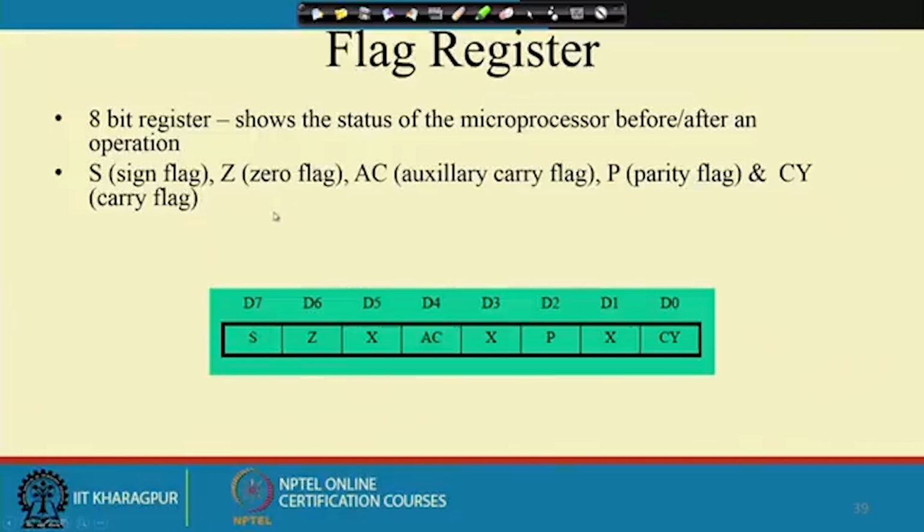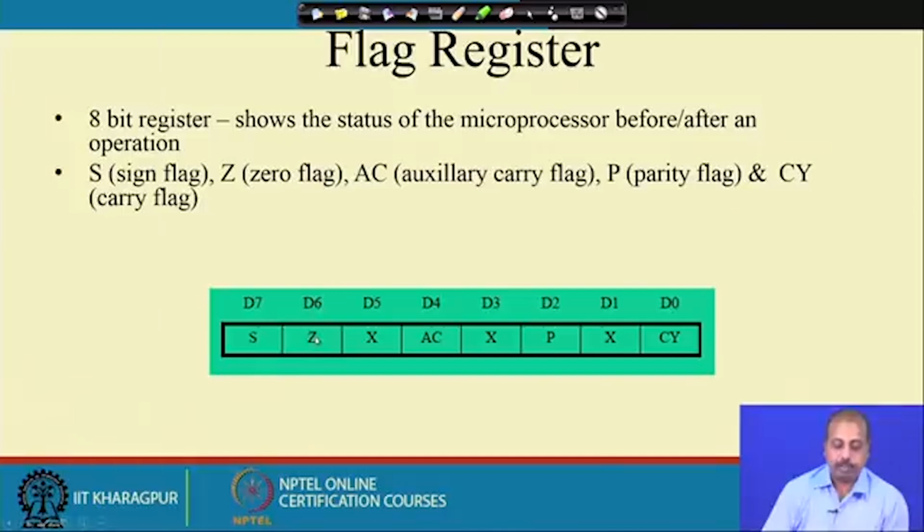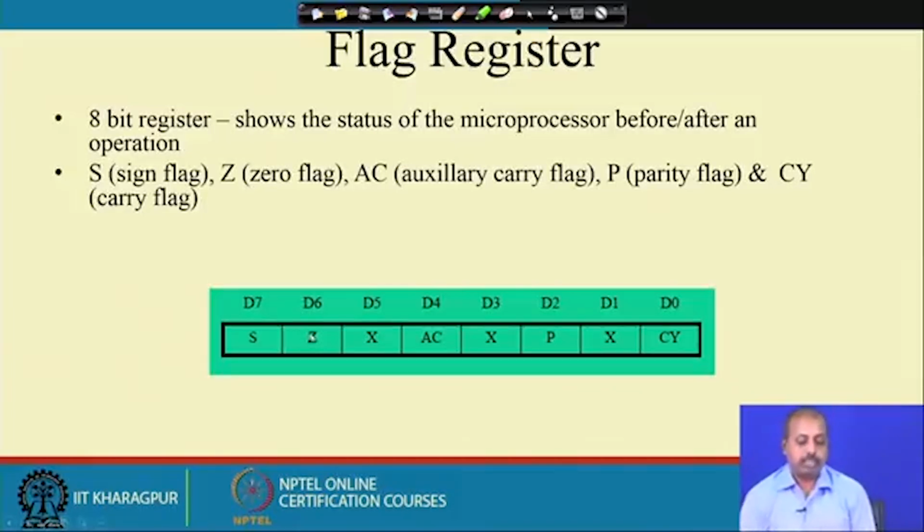The last operation may have resulted in the value being totally 0. Maybe we have subtracted two same values, and as a result the result has become 0. In that case, the D6 bit will be set to 1, telling that the zero flag is set, the result has been 0. Otherwise the Z bit will be 0. Then D5 is not used. Similarly, D5, D3 and D1, these 3 bits are not used by the processor designers.